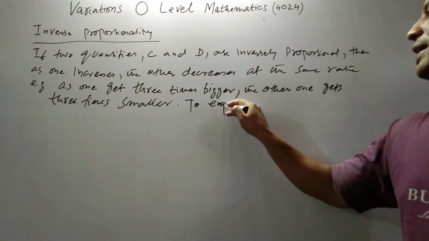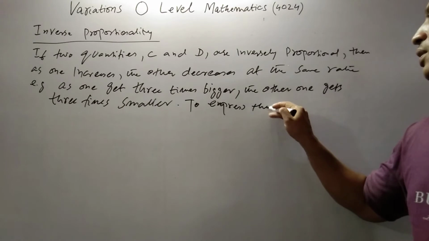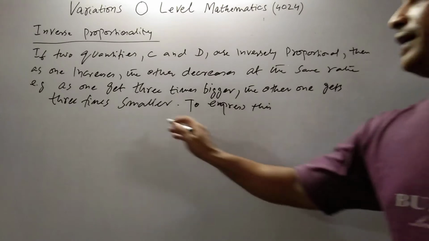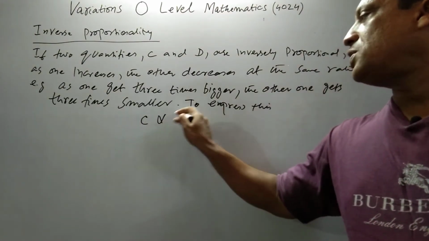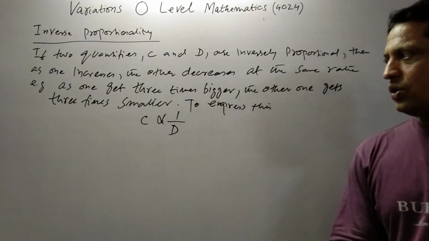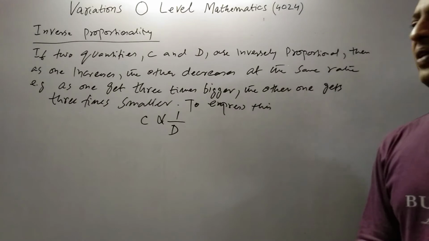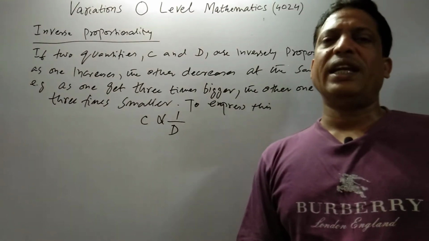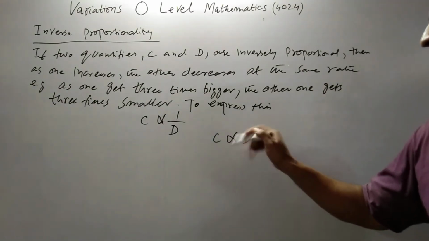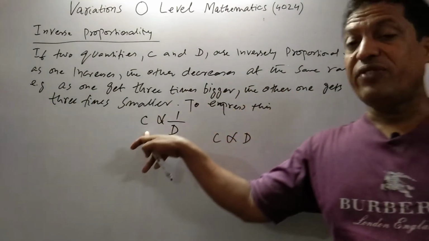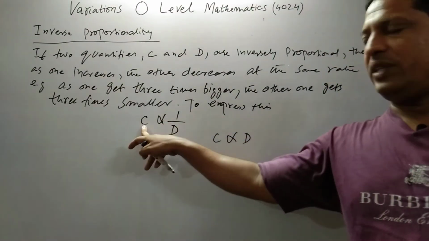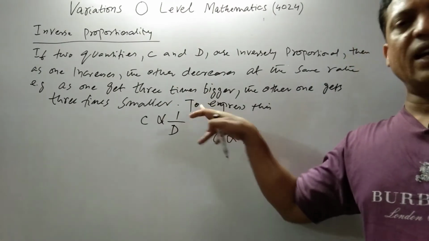To express this, we have to write C is inversely proportional to D. So this is the main difference between writing direct proportional and inverse proportional. For direct proportional, we have to write directly C and D, but for inversely proportional, we have to write 1 upon something. The first quantity as it is, the other quantity is 1 upon something.